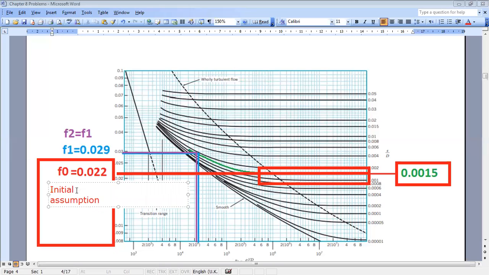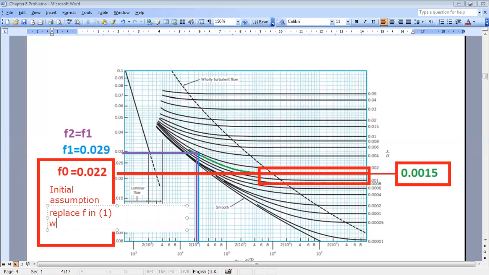Now I will go back to my equation, because together we wrote two equations, one giving F as a function of V, one giving Reynolds as a function of V. Okay, so after doing the initial assumption, what can I do? I replace F in equation 1, which will give me the velocity, because in equation 1 I found F as a function of V. So which will give V. And now once I get V, I replace in equation 2, I get Reynolds number. So replacing in 2, I get Reynolds. So what should I do now?